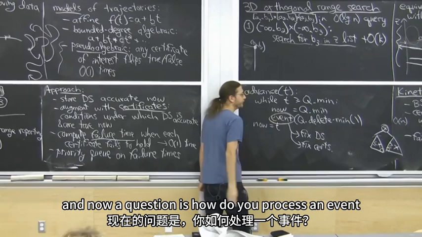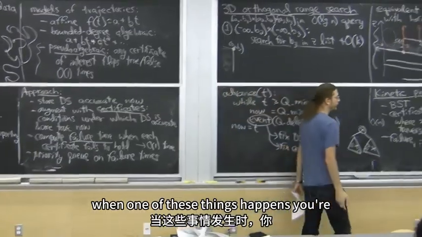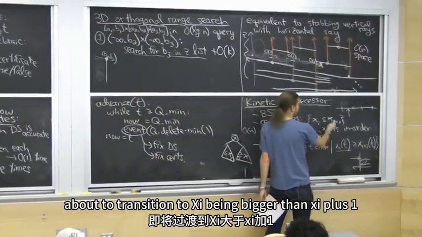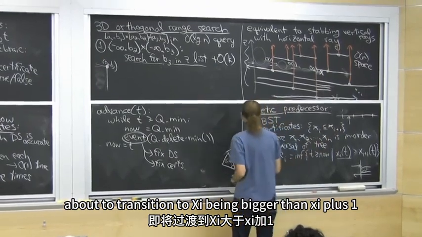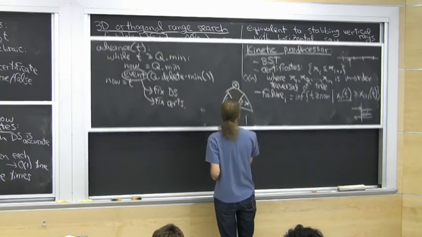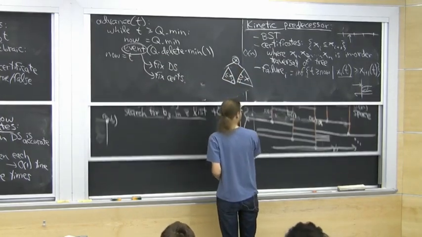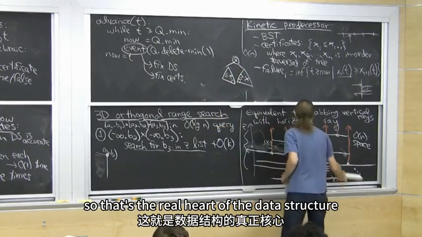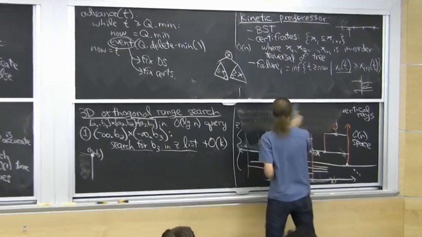Okay, so you put them into a priority queue, do this advance, and now the question is, how do you process an event? When one of these things happens, you're about to transition to xi being bigger than xi plus 1. What do you do? So that's the real heart of the data structure.